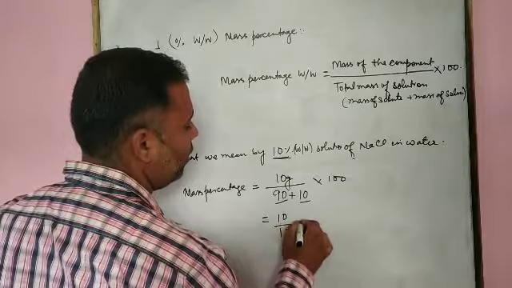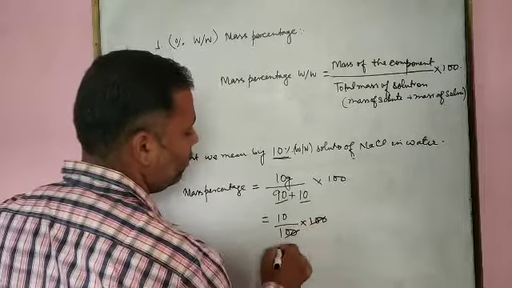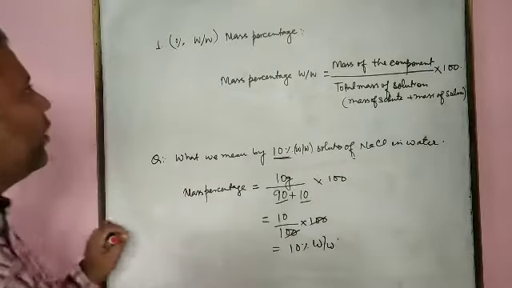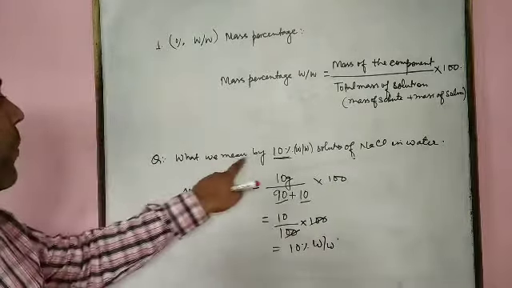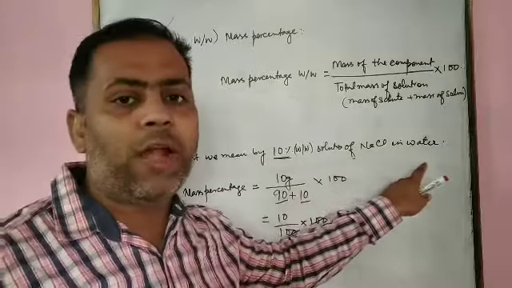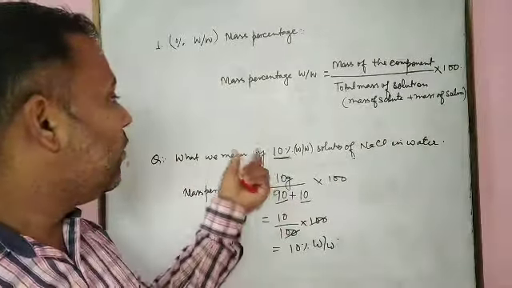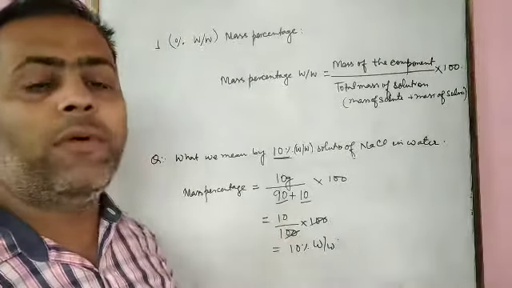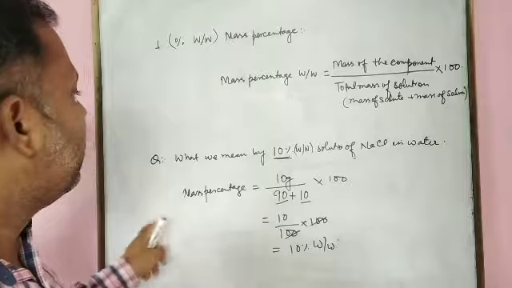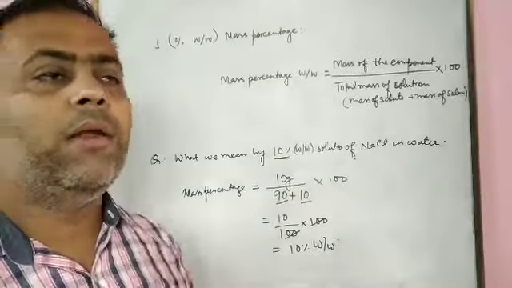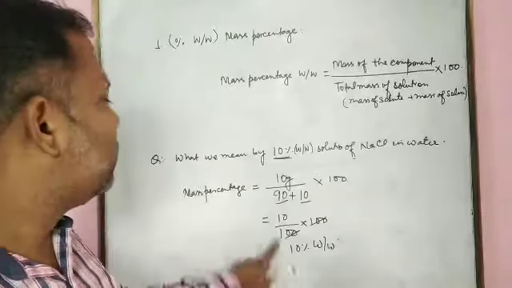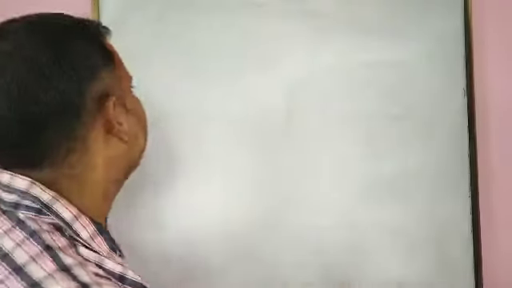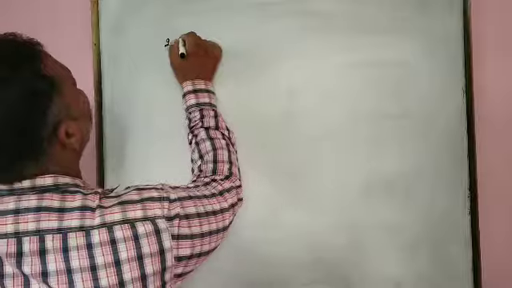Divided by 100 into 100, we have 10% W by W. It means 10% W by W of sodium chloride in water. It means when 10 gram of sodium chloride is dissolved in 90 gram of water, then it forms 10% W by W of solution. We will discuss volume percentage next.